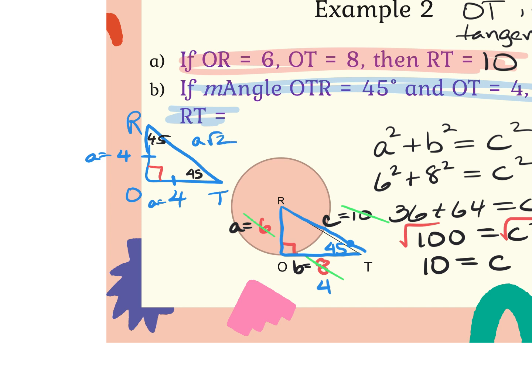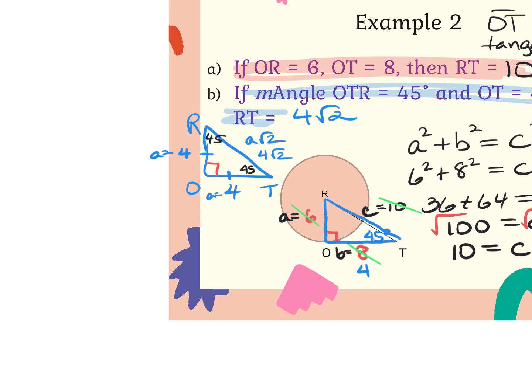So to find the length of RT, all I do is take 4 and put square root 2. This is where what you just took a test on in chapter 9 is going to come back in this chapter when we start creating these triangles with our tangents.